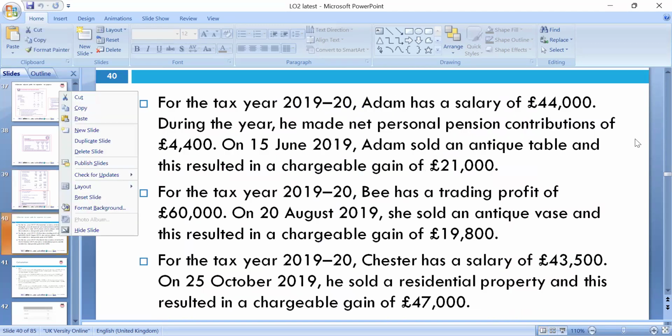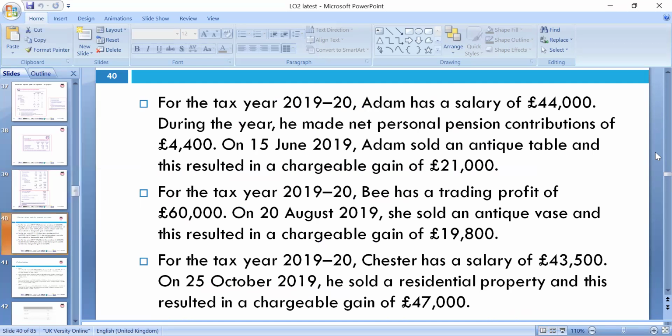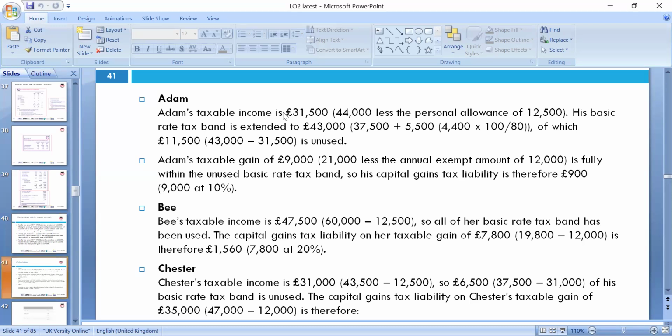For the year 2020, Adam had salaries, and during the year he made a personal pension contribution. And Adam sold an antique table this year, and the gain is 20, and we can look at the trading profit we have in antiques. And for the year, Chester had salaries and other incomes, so we can look at Adam's annual income.